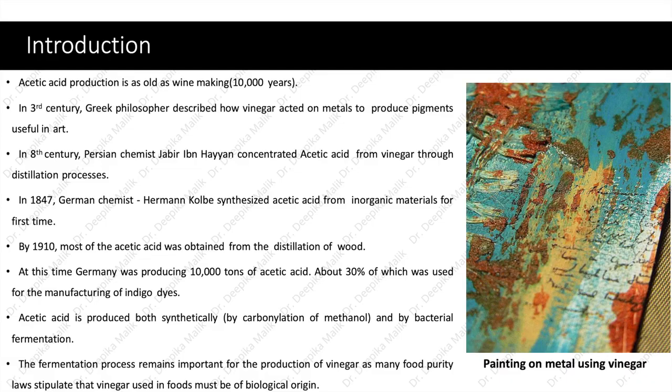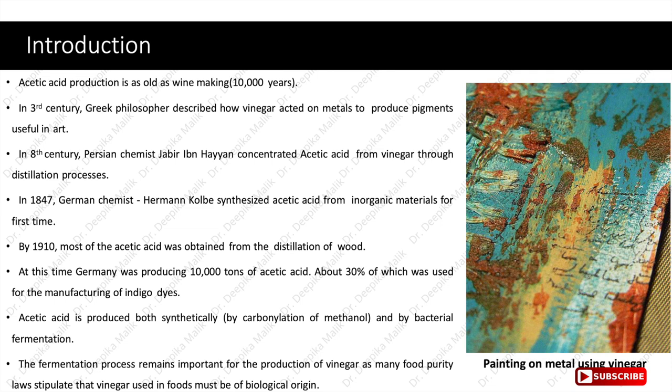Acetic acid production is as old as winemaking. In the 3rd century, a Greek philosopher described how vinegar acted on metals to produce pigments useful in art. In the 8th century, Persian chemist Jabir ibn Hayyan concentrated acetic acid from vinegar through the distillation process. In 1847, German scientist Hermann Kolbe synthesized acetic acid from inorganic materials for the first time. By 1910, most of the acetic acid was obtained from the distillation of wood.